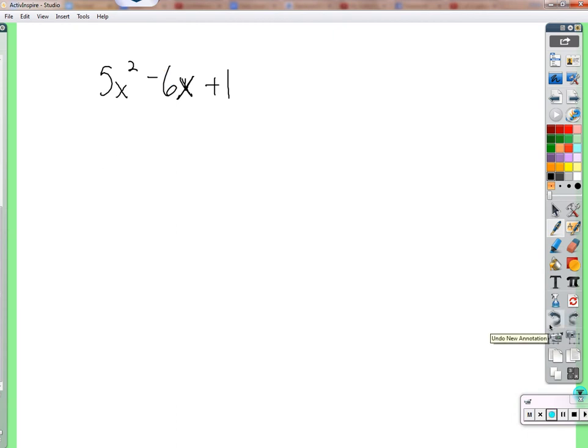So let's go with this. Let's start out with our two factors the way we're used to. And think, where is this 5x squared going to come from when we multiply these two things together? If we start with an x and an x, what would I get when I multiply them together? x times x is x squared, not 5x squared. How will we get 5x squared when we multiply these two together?